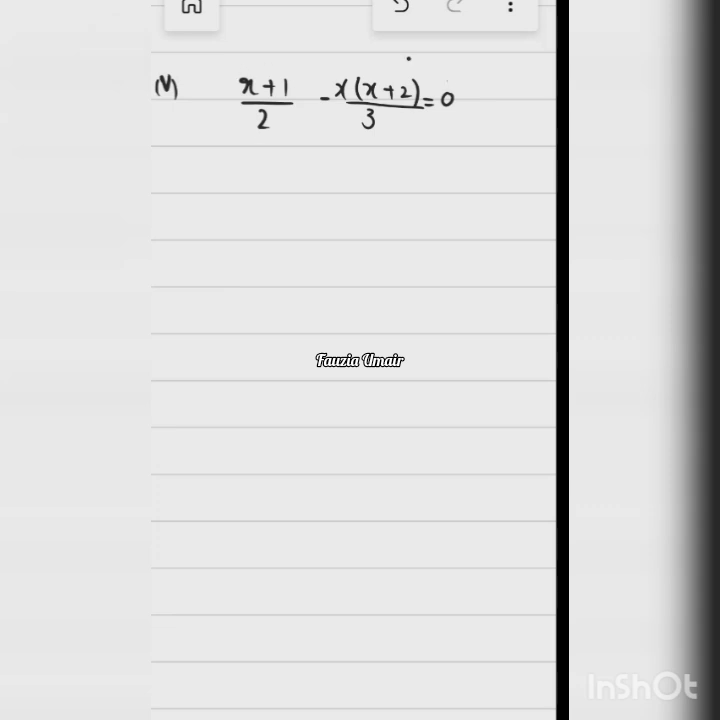We need to change it into standard form, quadratic standard form. Very good. So we need to change it into standard form so that we can get the value of a, b, and c. So there are fractions in the question. Tala, how to get rid of fractions in an equation?